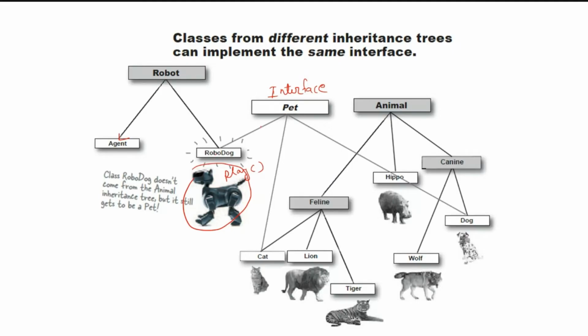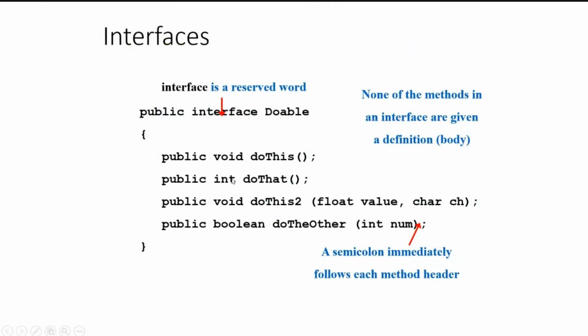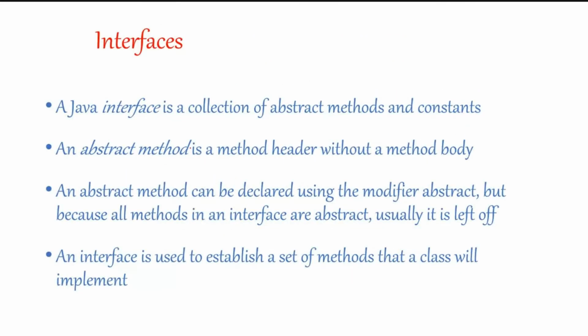If you are implementing the interface, you must give the functionality of play, and you must give the functionality of what? Be friendly. Yes, be friendly. And then some important points regarding this interface. So note it down one by one slowly.